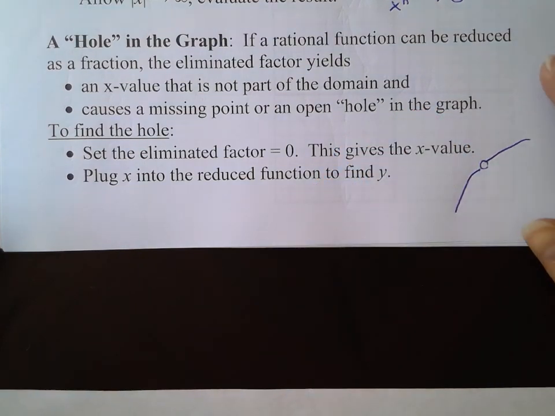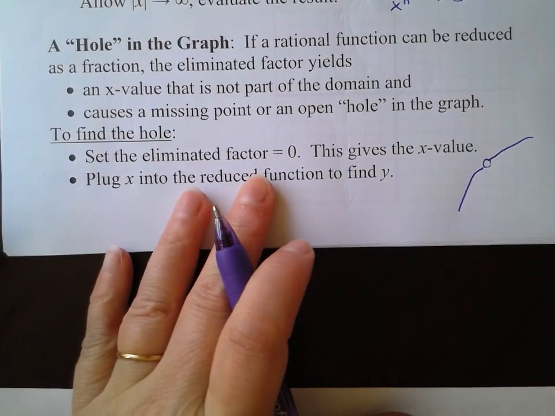We would like to plot it. So to plot it, we need both an x value and a y value. We're going to plug x into the reduced function to find the y value. If we were to take that x and go back to the original function, there's a problem there. That's why it's a hole. We would get 0 over 0, which is something that we can't calculate. Okay, so let's try these out, these three things.